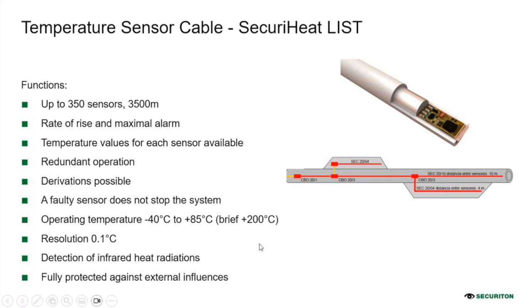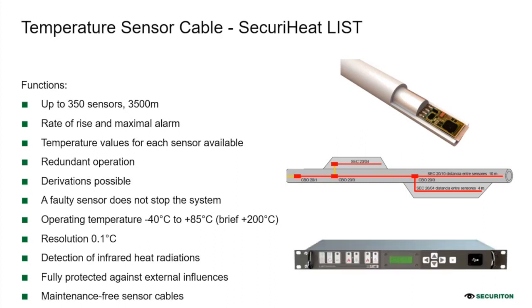Then fully protected against external influences, which is important, especially in applications like metro tunnels where we have high voltage cables, but also in a normal road tunnel we have high voltage cable for the ventilators. So that means the system, even with electronic components, is proofed against these external influences, electromagnetic influences in these cases.